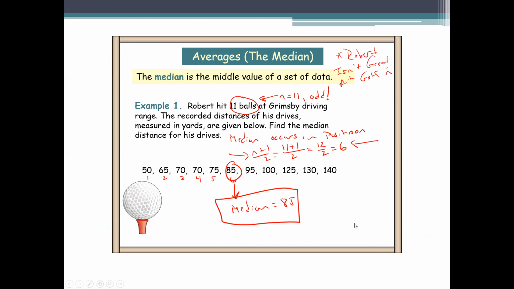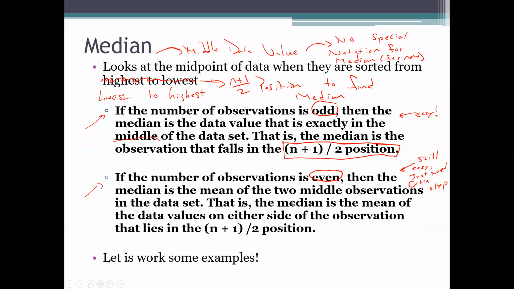Okay, going back, where was I? Now what happens if the number of observations is even? It's still easy, it just requires an extra step. Then the median is the mean of the two middle observations. So first, find the middle two.